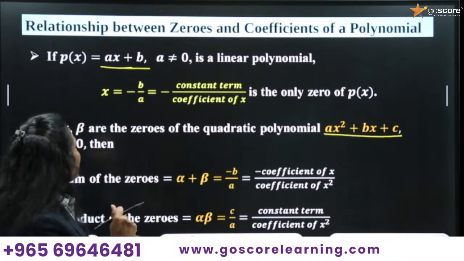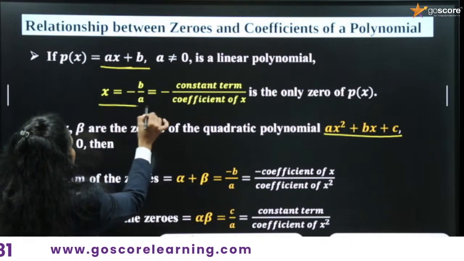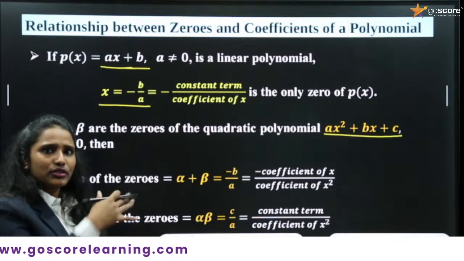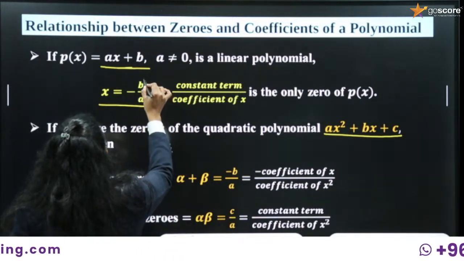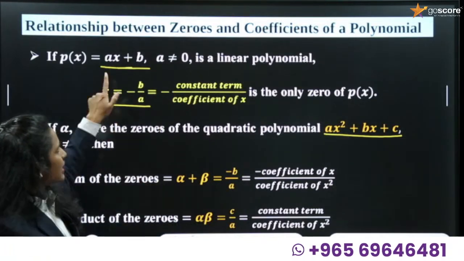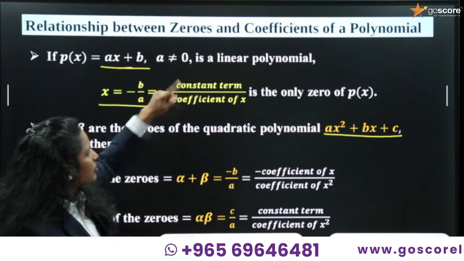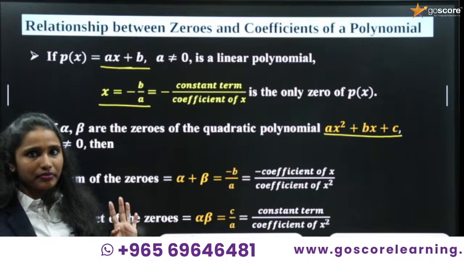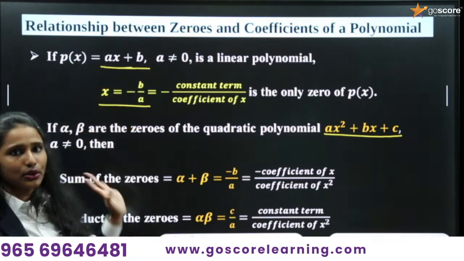Now, the zero of a linear polynomial is x equal to minus b by a. We have discussed it, right? So the zero of this linear polynomial is the negative of the constant term divided by the coefficient of x. So the terms b and a have a relationship with the zero.